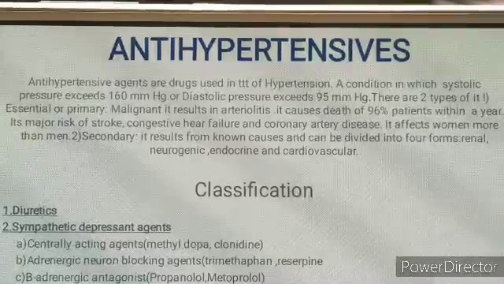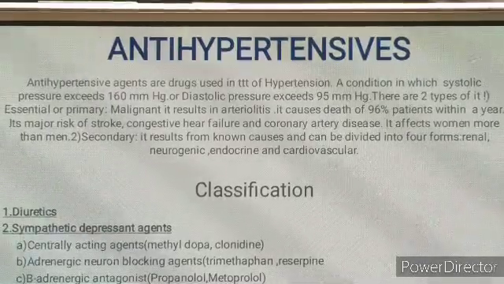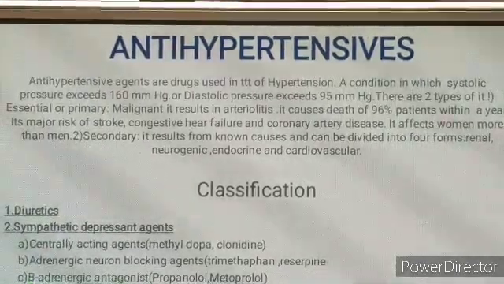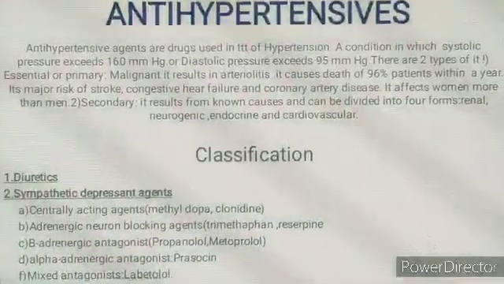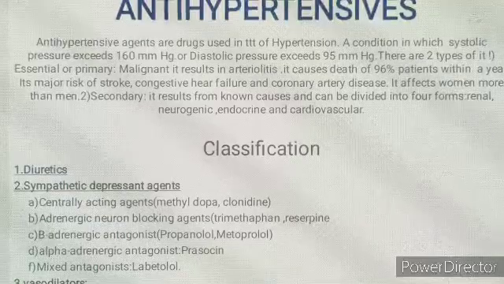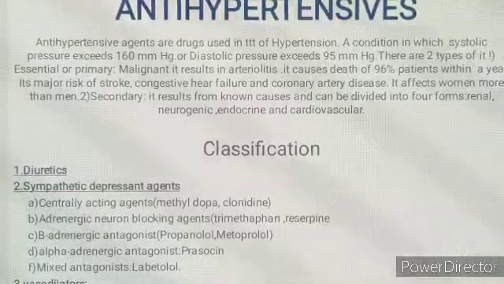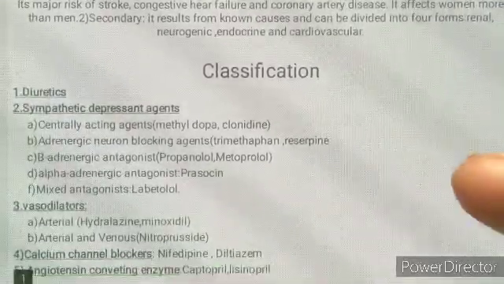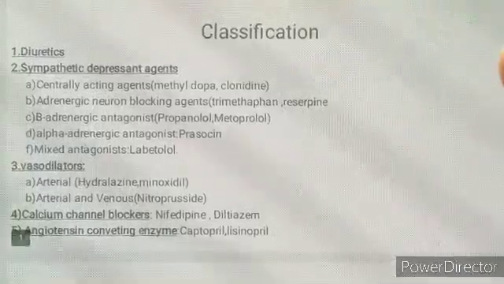The other type is secondary hypertension that results from known causes. This can be divided into four forms: renal, neurogenic, endocrine, and cardiovascular. Let us talk about the classification of antihypertensive drugs.